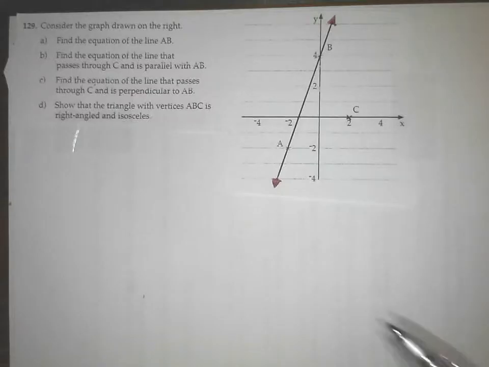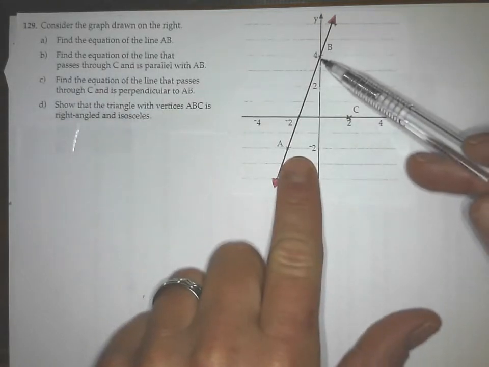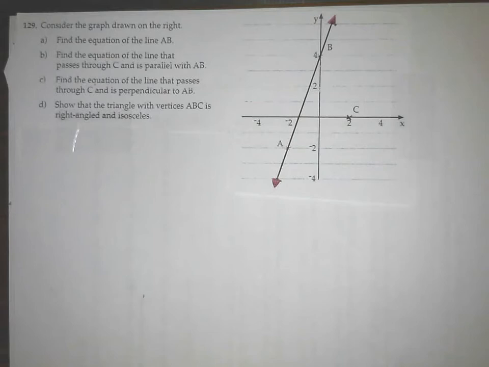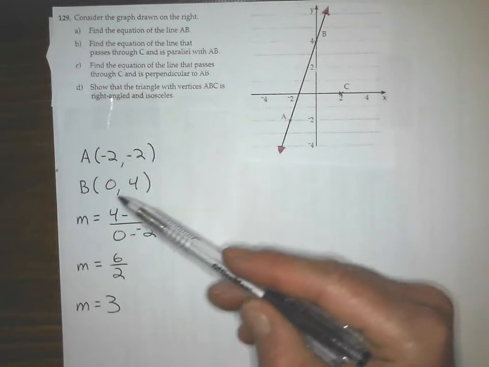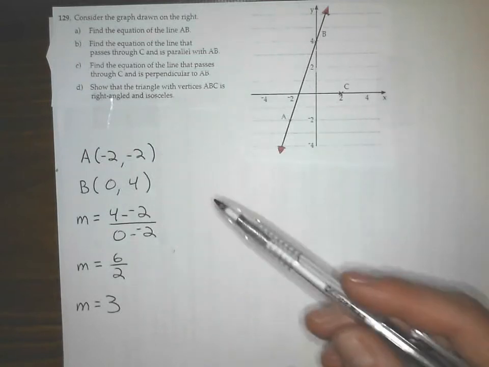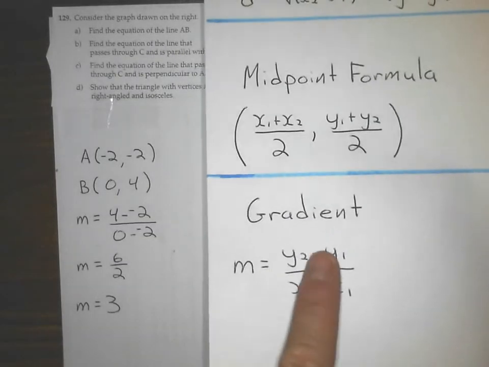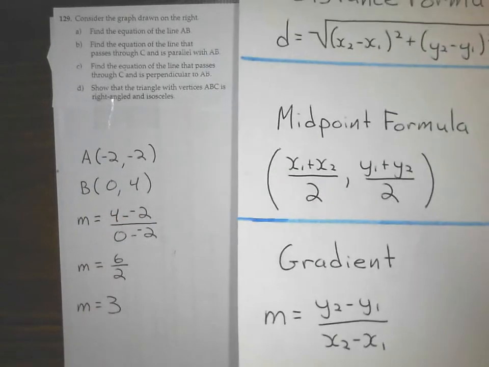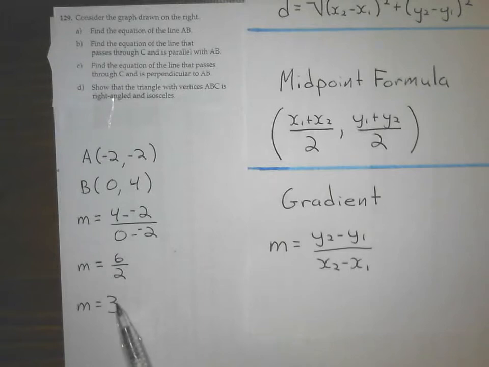Okay, the first thing we're going to find is the equation of line AB using these two coordinates right here. So let's write down these two coordinates and calculate the gradient. Okay, coordinate of A was -2, -2, and the coordinate of B was 0, 4. And using my formula sheet, which we should be familiar with, the gradient here is change in y over change in x, and that's what I did right here. 4 take away -2 is the change in y, and 0 take away -2 is the change in x. That gives us 6 over 2, which simplifies down to 3.